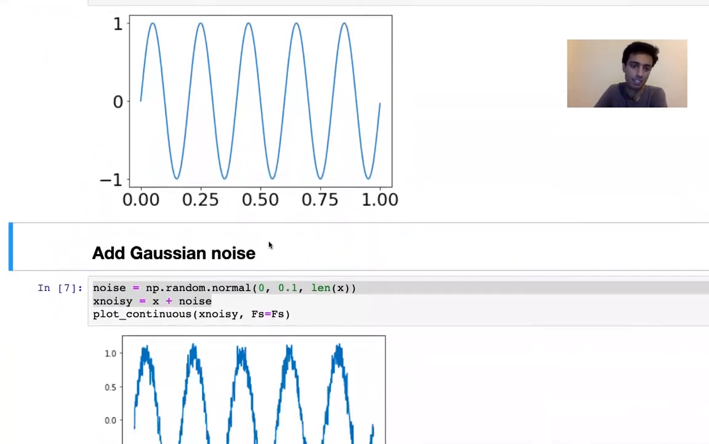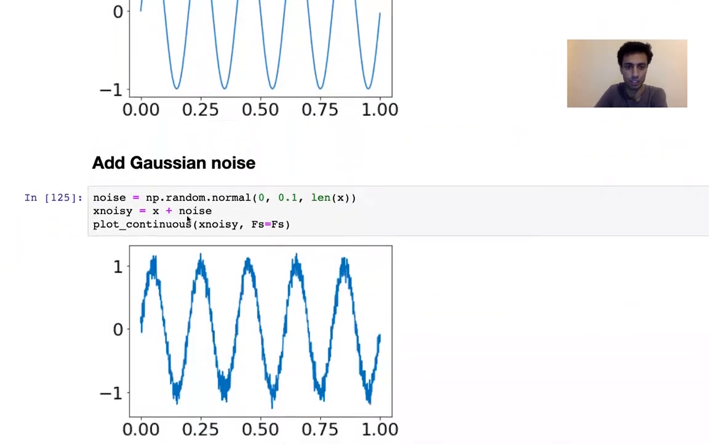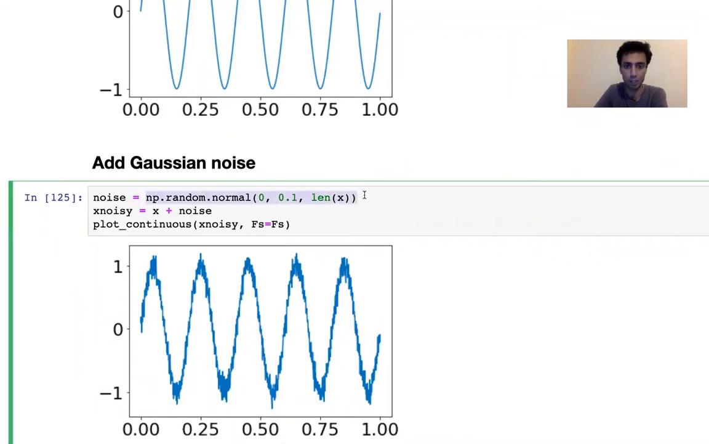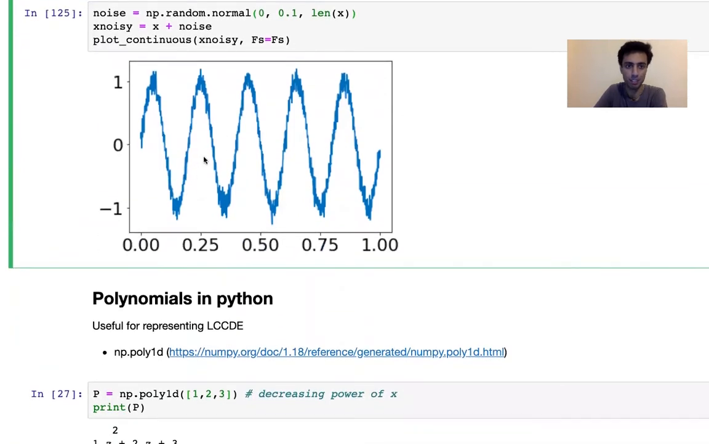Now add some Gaussian noise to your signal. It will look like this. Basically you add noise, you know how to generate it: np.random.normal for Gaussian noise with a mean 0 and standard deviation 0.1. And the length is length of x. So this is also very simple. You generate it and then plot it.